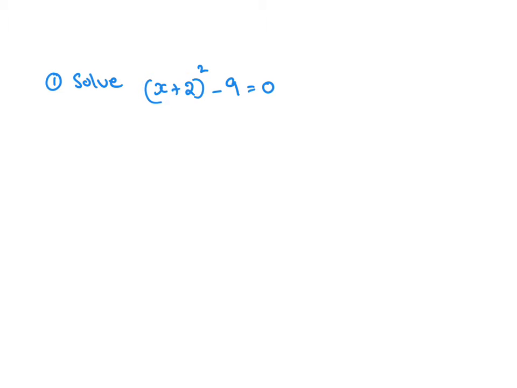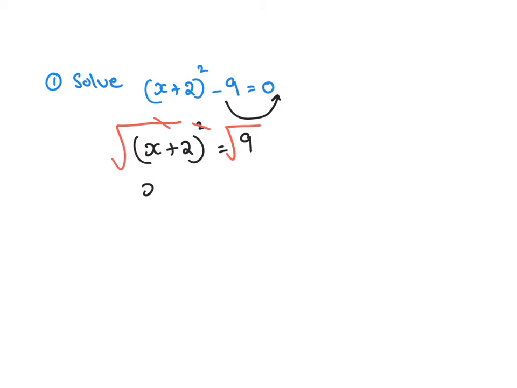Let's take this example. Solve (x + 2)² − 9 = 0. Now this is a quadratic equation. We can solve this in the following way. Let's move the negative 9 to the other side of the equal sign. So we will have (x + 2)² = 9. Now we can take square roots on both sides. The square root and the square cancel over here. We are left with x + 2 = √9 = ±3.